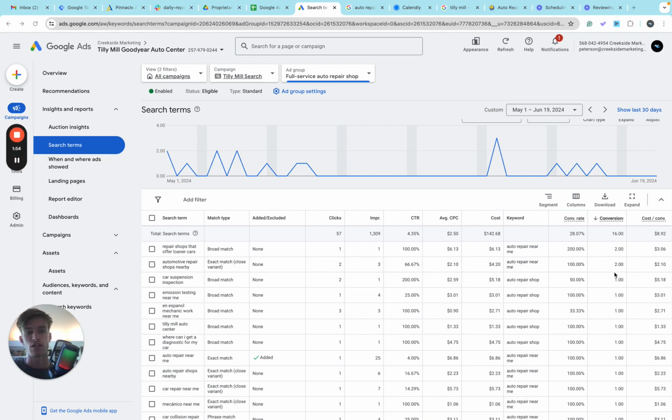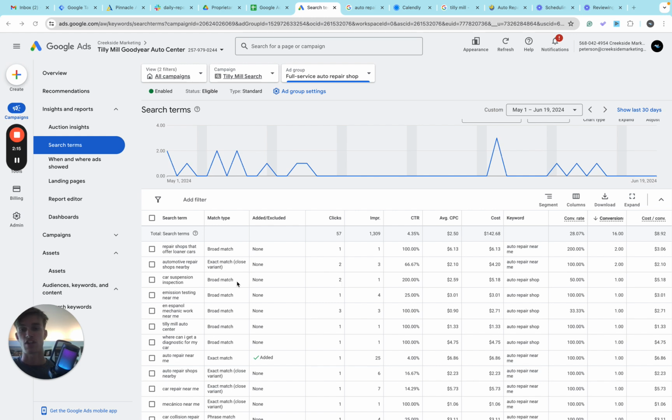So now that we've seen that we have a keyword or a search term that we would like to turn into a phrase match keyword, we're going to look at the match type that caused this search term to be triggered. If we see anything other than broad match, this means that we already have that type of keyword inside our ad group, and so there's no need to add it as a search term.